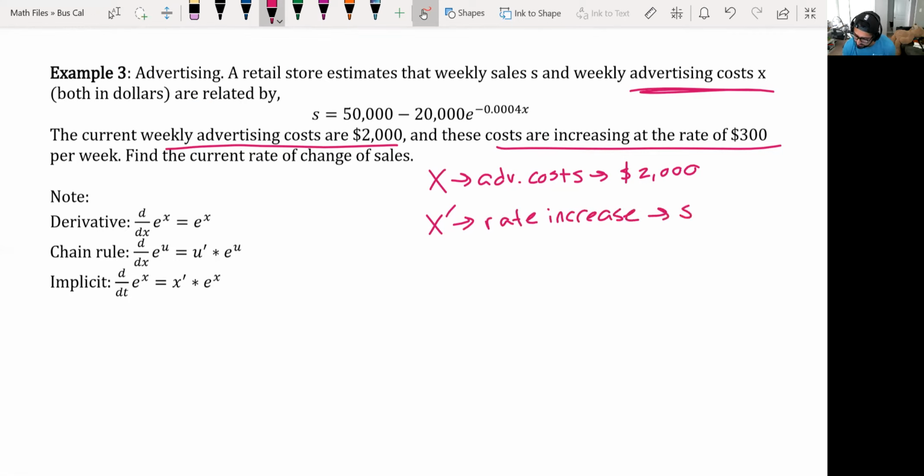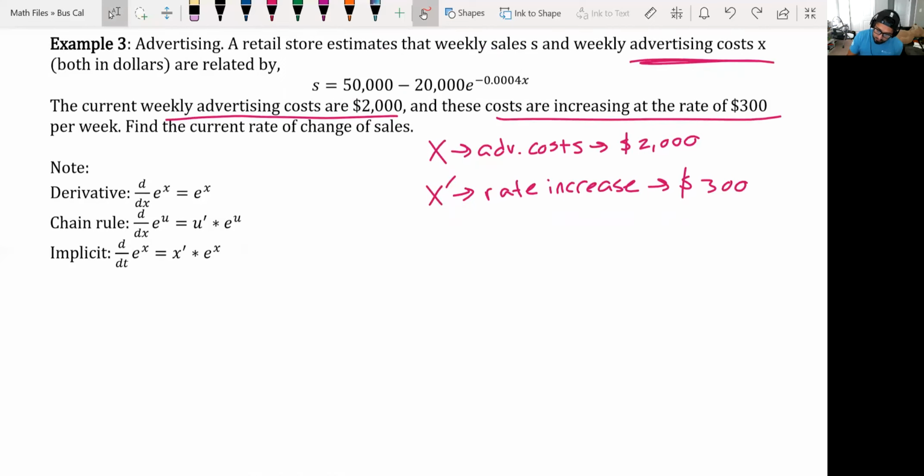And it's increasing at $300. Okay, we have those pieces figured out. Now we can take this function and take the implicit derivative of it with respect to time. So that's where we're going next.